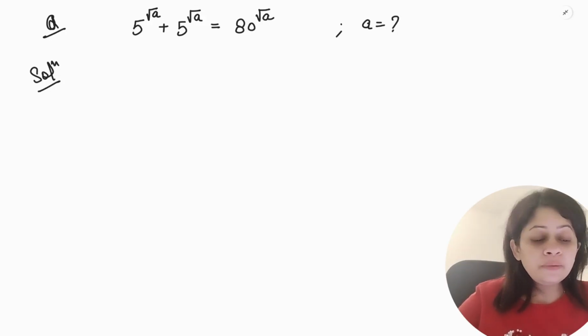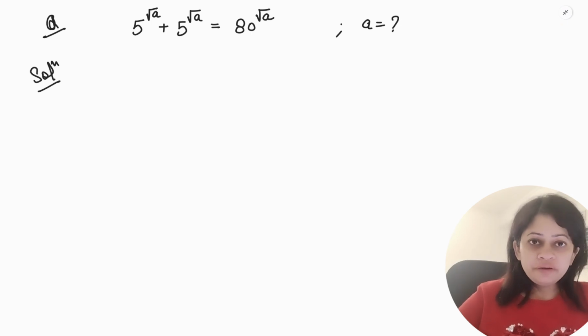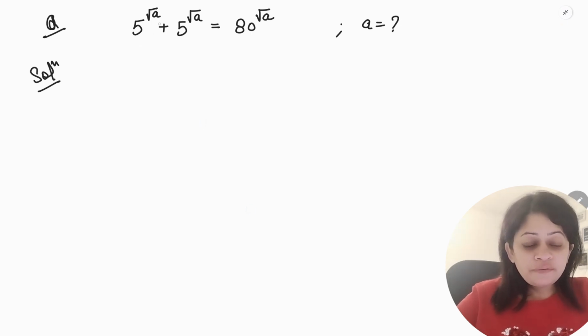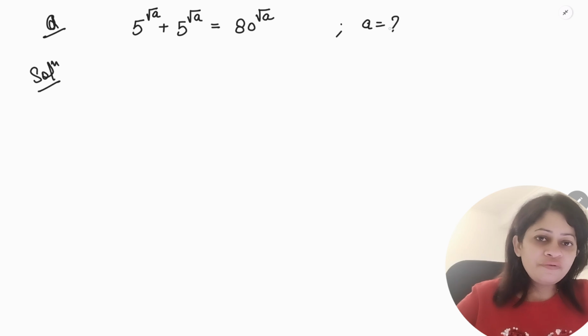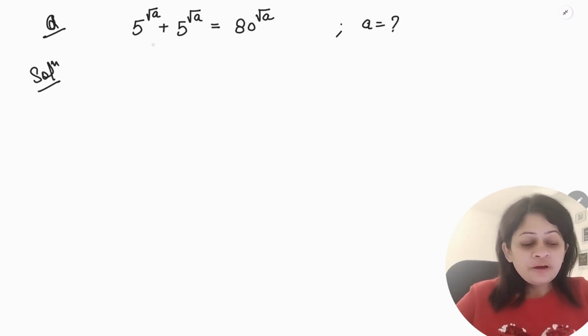I'm Upasana Taneja. So in this video we have a question where we are given 5 raised to power square root of a plus 5 raised to power square root of a is equal to 80 raised to power square root of a. That means the equation is in one variable only, that is a, and we need to find out the value of a only. So it should not be hard. Let us proceed.